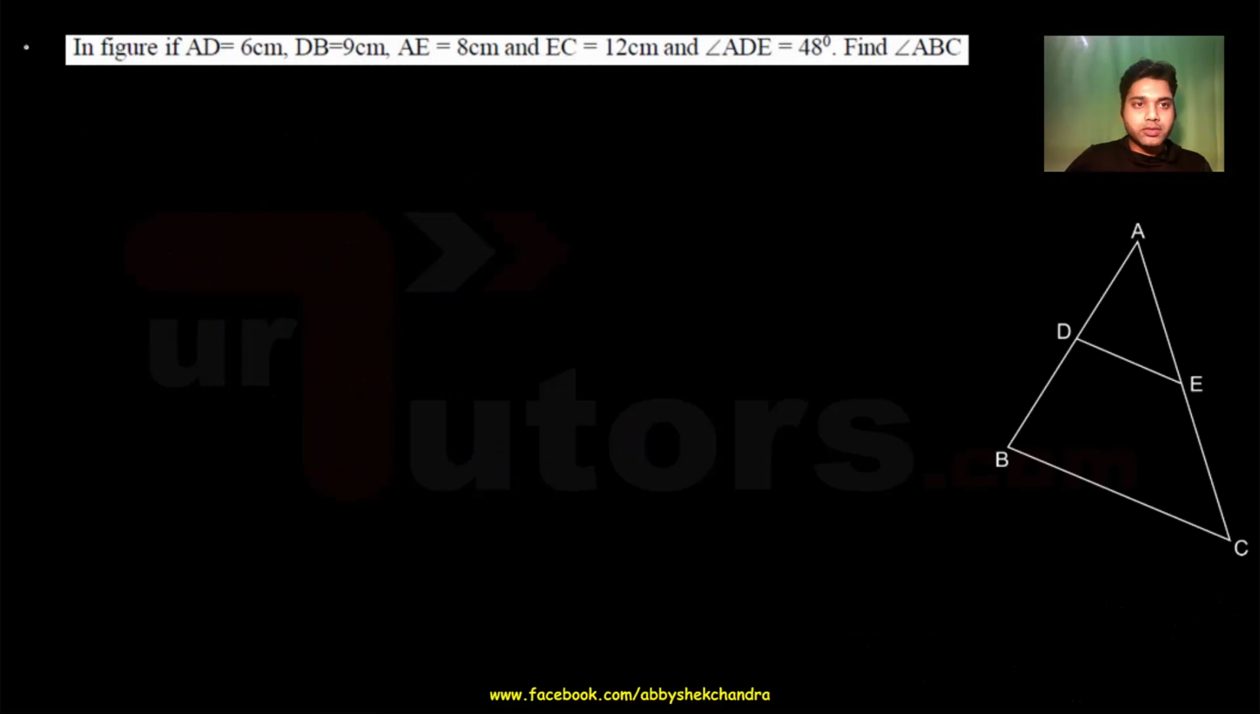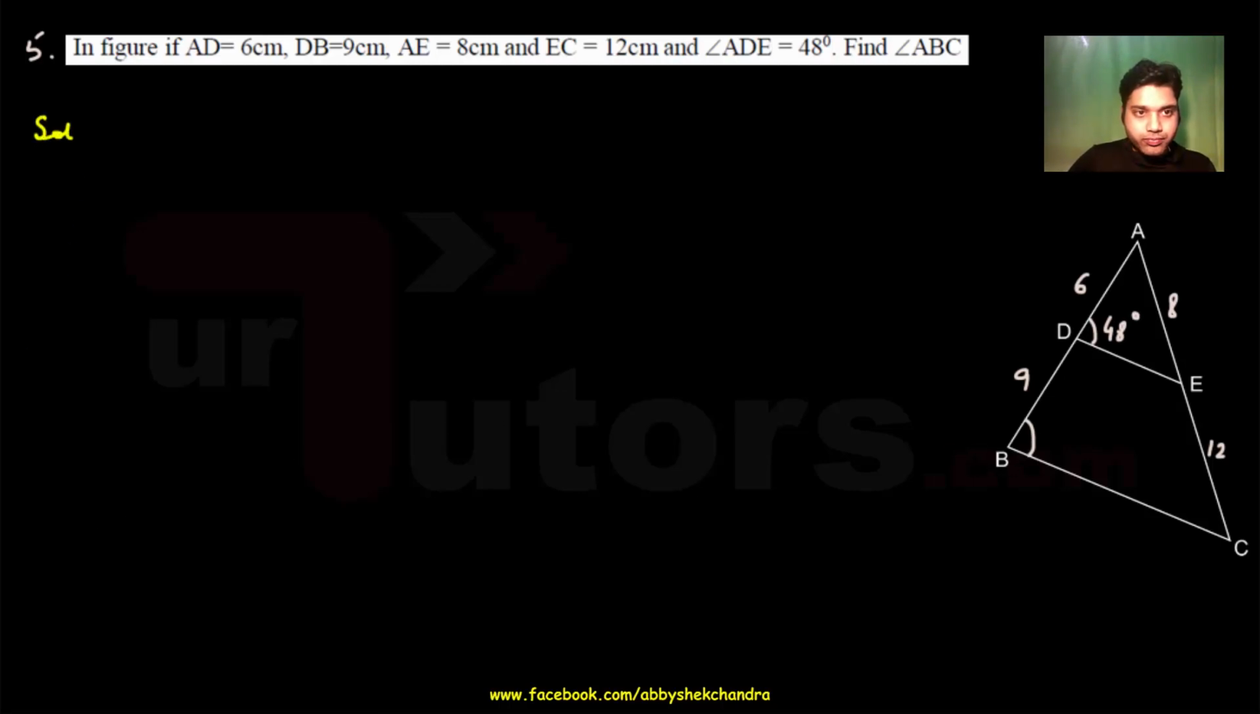Let's come to the next question, which is question 5. In the figure, if AD equal to 6 centimeters, DB equal to 9 centimeters, AE equal to 8 centimeters, and EC equal to 12 centimeters, and angle ADE is 48 degrees, we need to find the value of angle ABC.